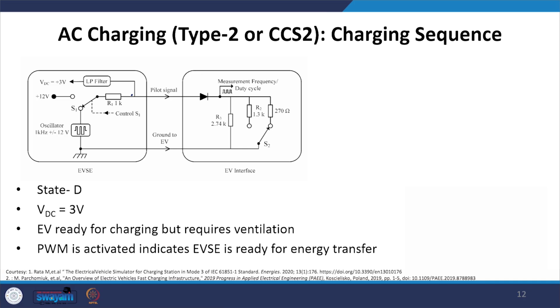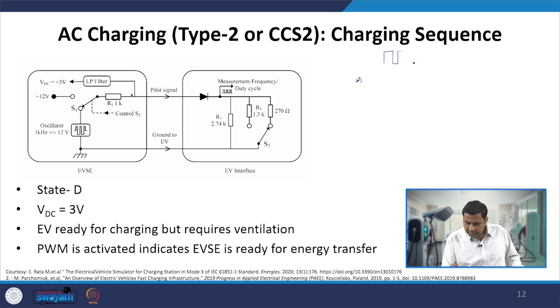However, it is for older EVs where the vented batteries are used. Modern day EVs do not require this state, mostly it is in state C. In this case, you again have the PWM coming over here, plus 12 volt, minus 12 volt, and from here we have R1 which is 1000 ohm, then diode D1, and then R3 which is 2740 ohm in parallel to 270 ohm. In place of 1300 ohm, it is now 270 ohm, and then it is connected to protective earth.